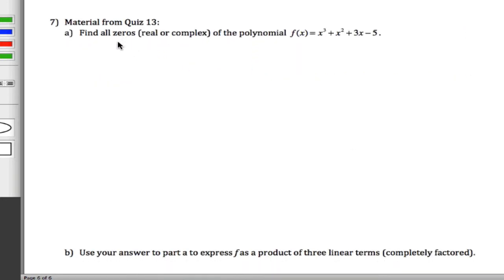Material from quiz 13. Find all zeros, some of them are real, some of them are complex, of this polynomial. So you look at this thing and you're like, I don't know how to factor this thing. I can't think of a great way for it to factor. So what you do is use the rational root test.